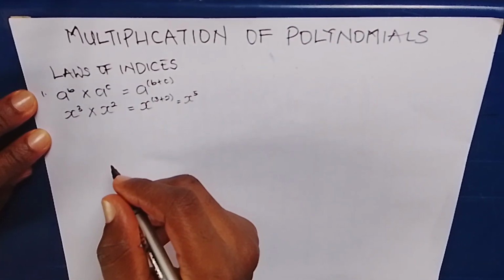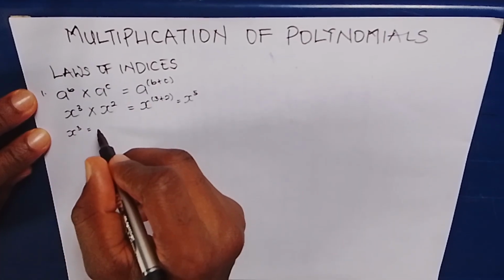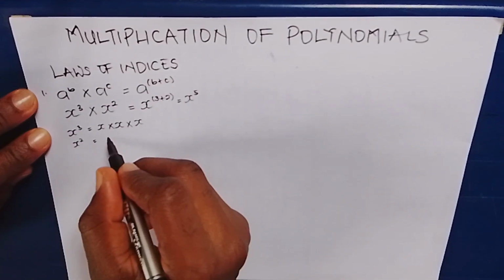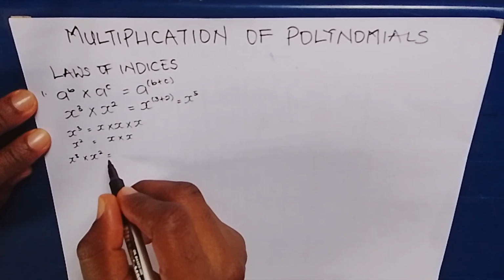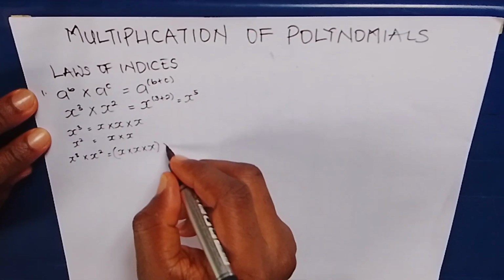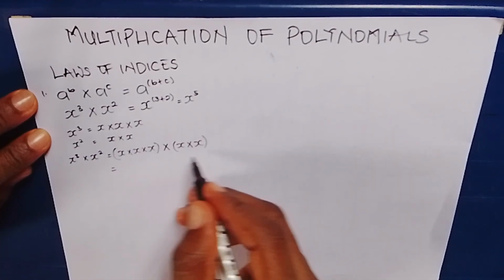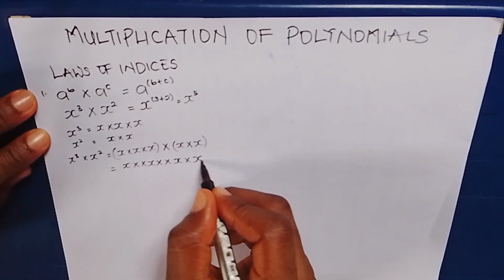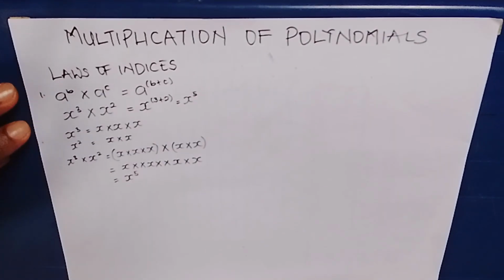So let's do this in basic form. You agree with me that x cubed is equal to x times x times x, 3 times. And then x squared is x times x. So in saying x cubed times x squared, you're basically saying x times x times x, which is the x cubed, times x times x, which is the x squared. By the time you expand this, what you have is x times x times x times x times x, which is equal to x raised to the power 5. That's what it is basically.